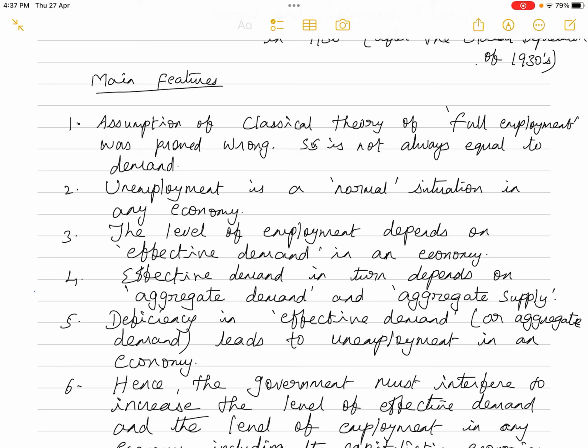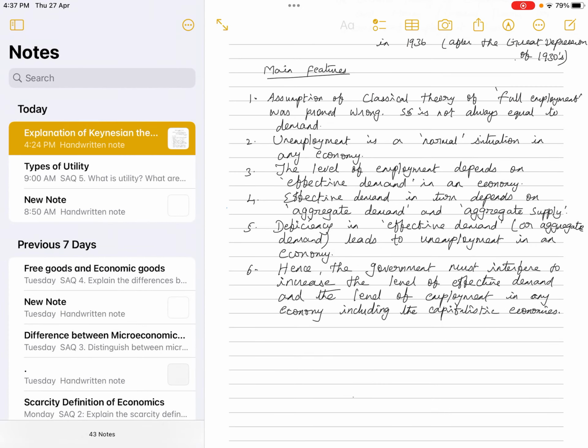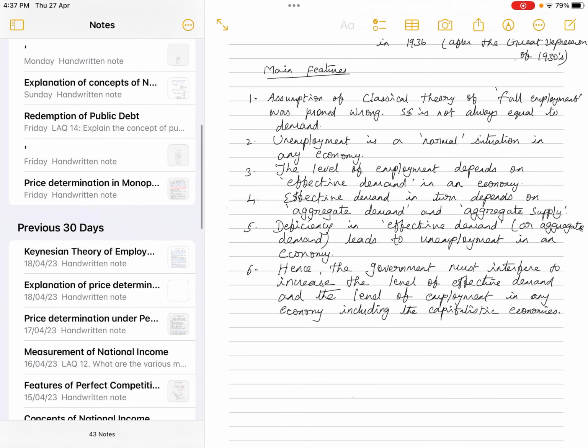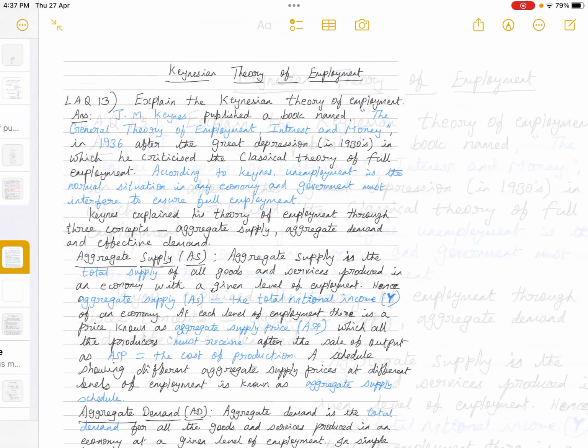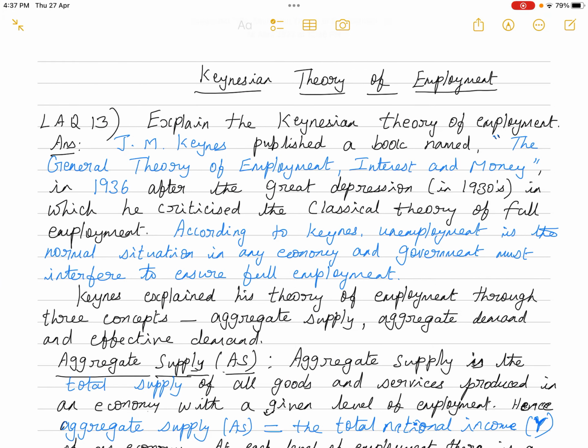Okay, now if you understand these features, we will move on to the main answer. Side by side, along with the answer, I will explain the points also. Okay, now moving on to the main answer. So the question is, explain the Keynesian theory of employment.